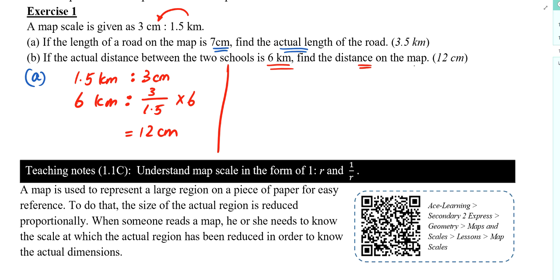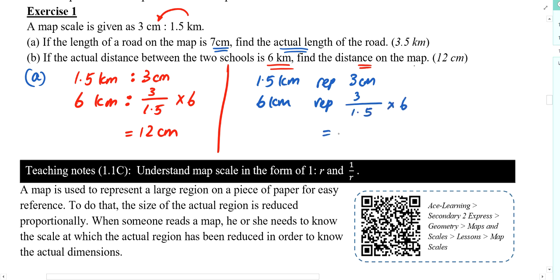The other way is 1.5 km represents 3 cm. 6 kilometers will represent 3 over 1.5 times 6 to give us 12 cm.